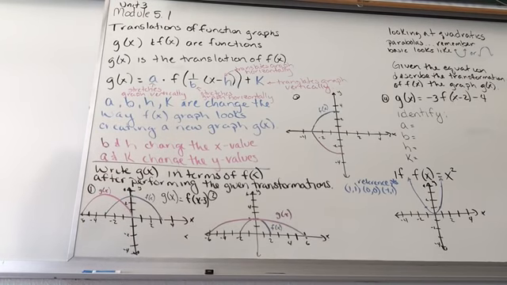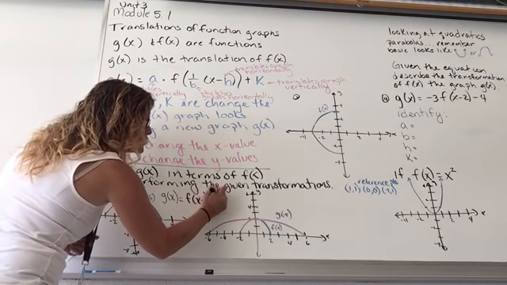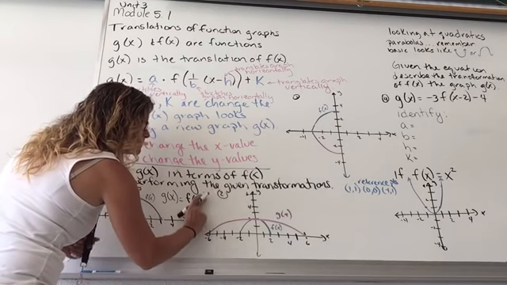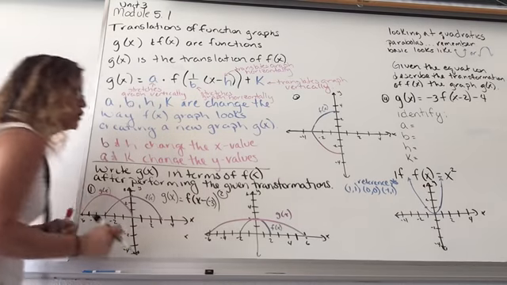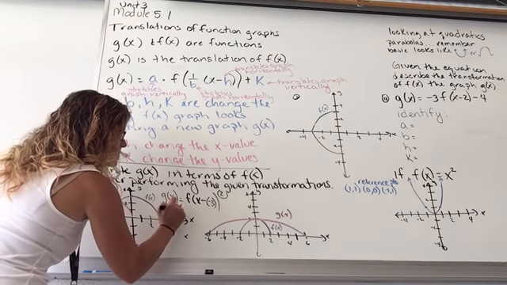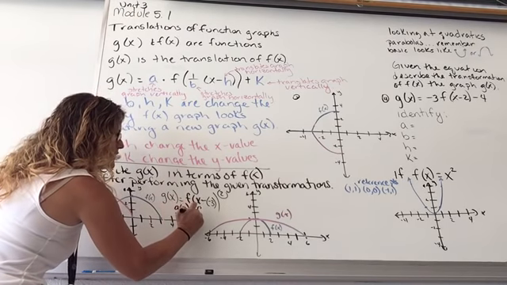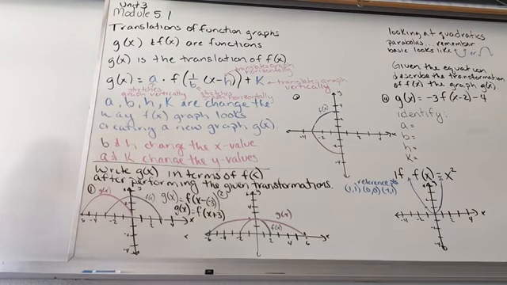Now, moving 3 to the left means it's minus a negative 3. So what happens when we have that double negative? Well, we clean it up and it becomes a positive. So that's simply g of x equals f of x plus 3. That tells me I took my parent function, my blue one, and I moved it over 3 units to the left.